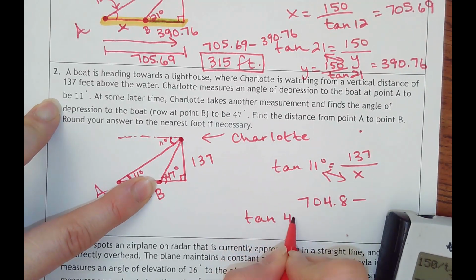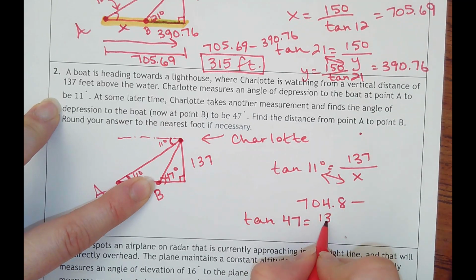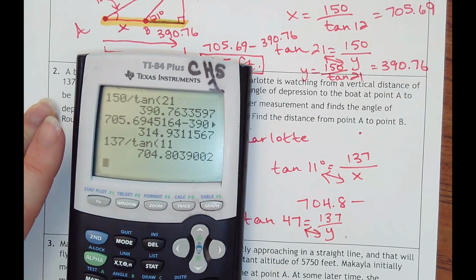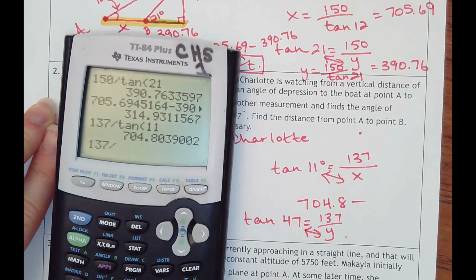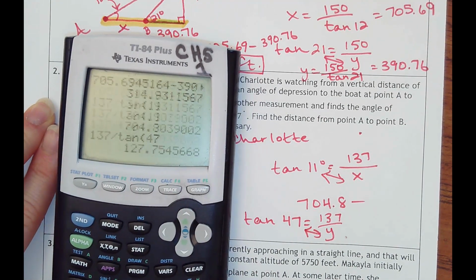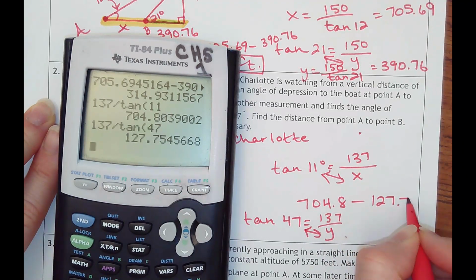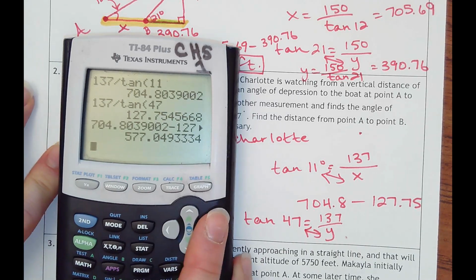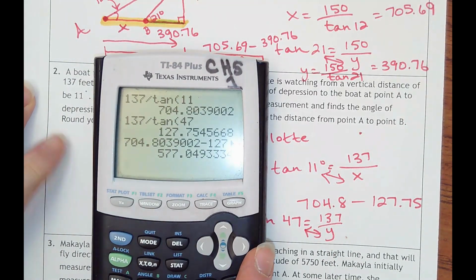having tangent of 47 equals 137 over y. Swap. So take 137 divided by tangent of 47, which is about 127.75. So take this minus this, and that would be 577 feet.